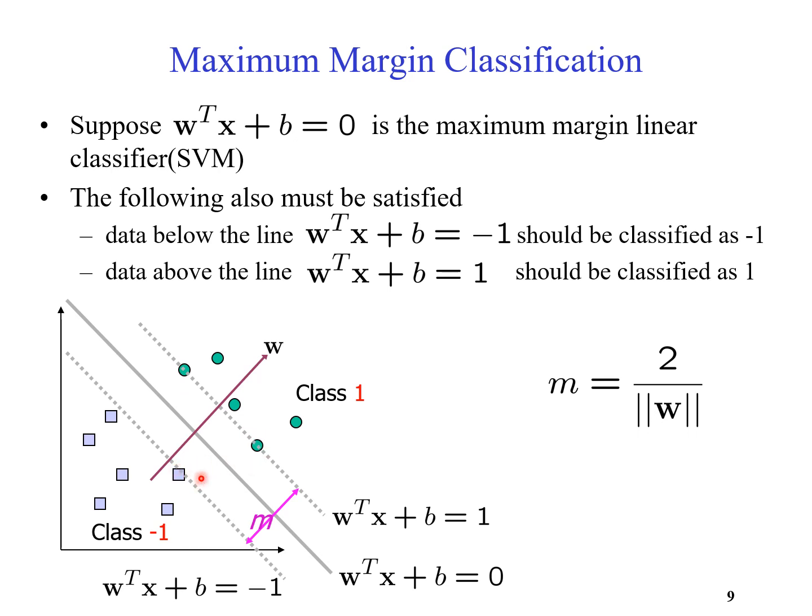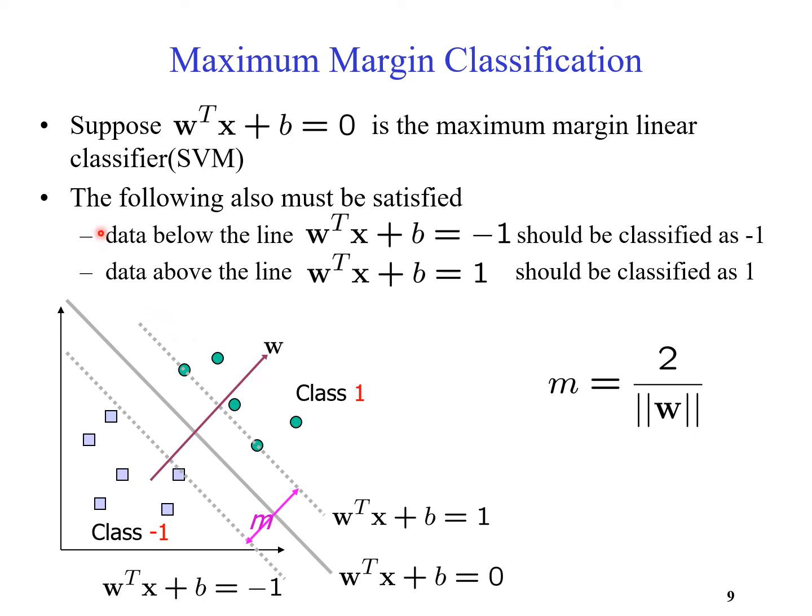Then for this line, its margin should be maximum, right? That's the definition of support vector machine. So the distance between these two parallel lines should be maximum. M should be maximum. So that's the condition of this line.